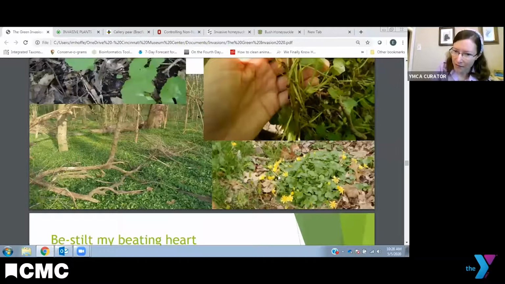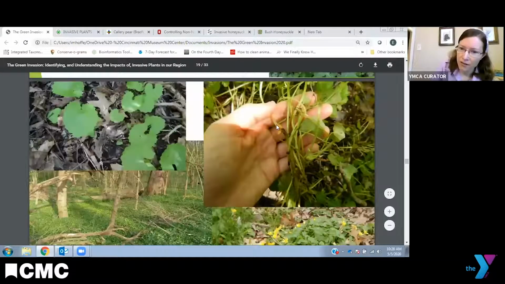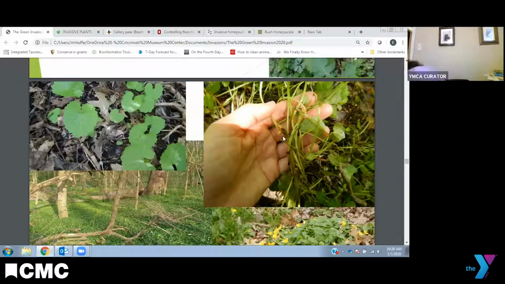Here's another patch of it growing on the forest floor. It's just starting out. And then up here is a picture of bulblets. So this is extremely prolific. It produces these little bulblets, and guess what? I brought some for you. So right now they're producing these little bulbs at the base of the plants. There's a lot of plants here, guys, and it only takes one bulb escaping.